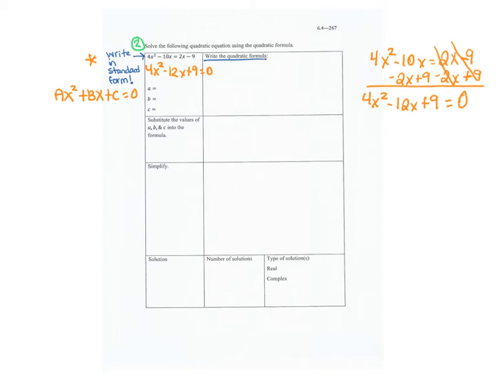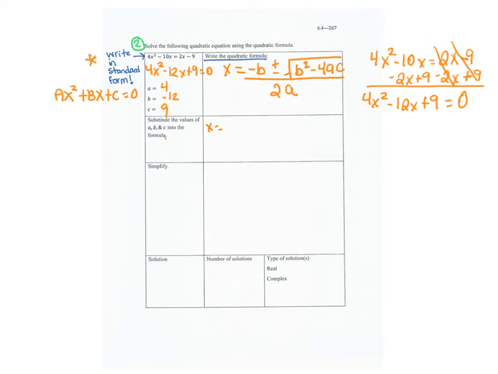And I can identify my a, b, and c value. a is the coefficient of x squared, which is 4. b is the coefficient of x, which is negative 12. c is the constant, which is 9. Here we go again, writing that quadratic formula. The more times I write it, the easier it is for me to commit it to memory. So negative b plus or minus the square root of b squared minus 4ac all over 2a. We're going to substitute our values for a, b, and c into the formula.